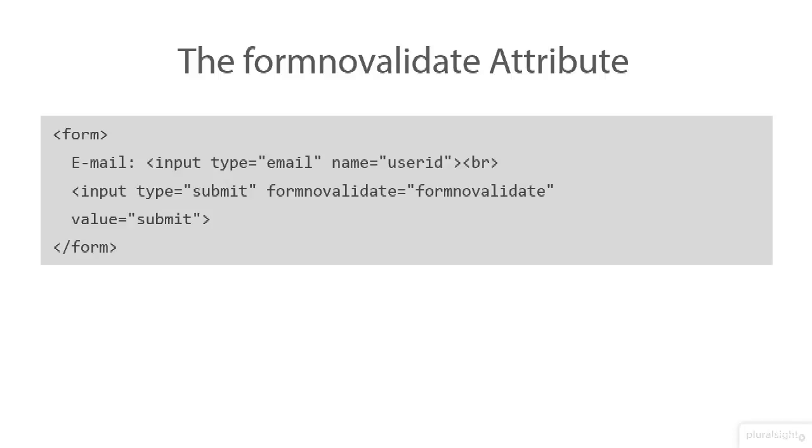Next to having the novalidate on the form level, we also have the formnovalidate. The novalidate is a form attribute. The formnovalidate is an input level attribute. We can use this attribute on the input type submit, which will allow to submit the form without validations on the client triggering.